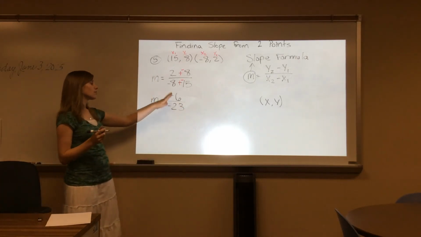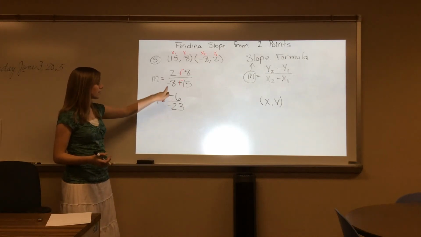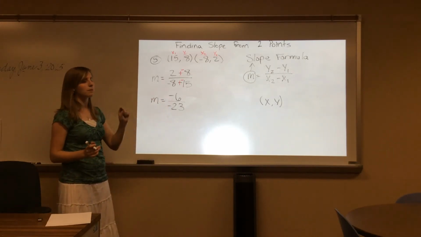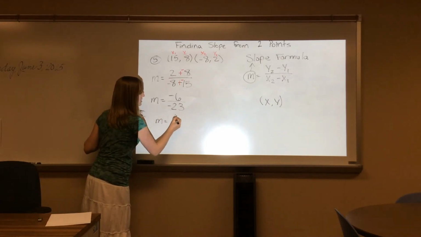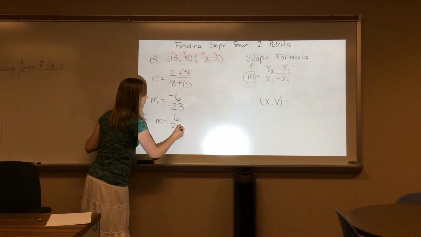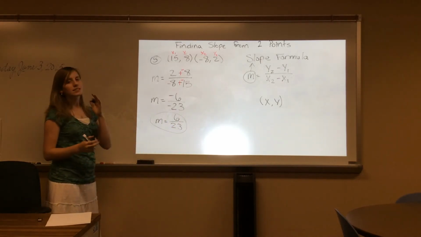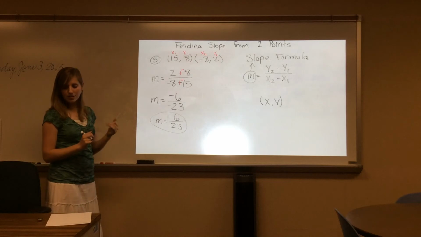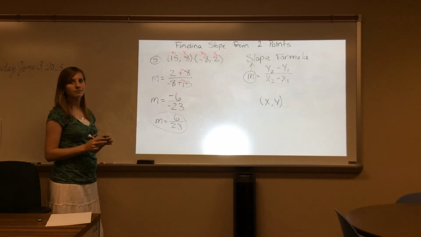Now, 6 and 23, there's no common divisor here, but the one thing that you can change, remember, if you have a negative over a negative, it does become positive. So my actual answer would be positive 6 over positive 23. That would be my slope. At this time, go ahead and pause the video, try the last 3 problems on your own, and then come back and check your work with what I have.